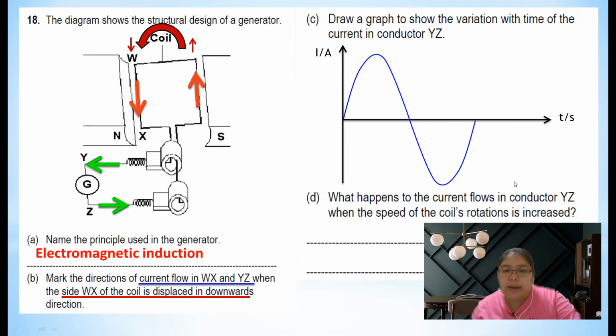Okay, next, what happens to the current flow in the conductor when the speed of rotation increases? So that means you rotate the coil faster. What do you think about the current? The current should increase. That's directly proportional. So your answer is the current also increases.